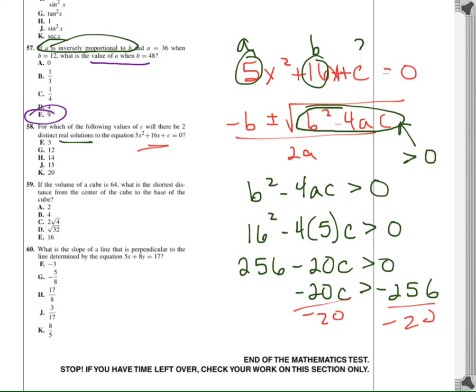That flips our inequality. So c is less than, notice the flip, it was greater than, now c is less than 256 divided by 20, which is 12.8. And so c is less than 12.8. Which of the following values is c? So anything less than 12.8.